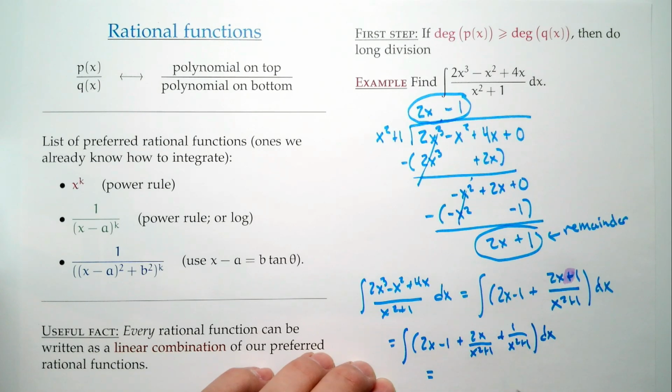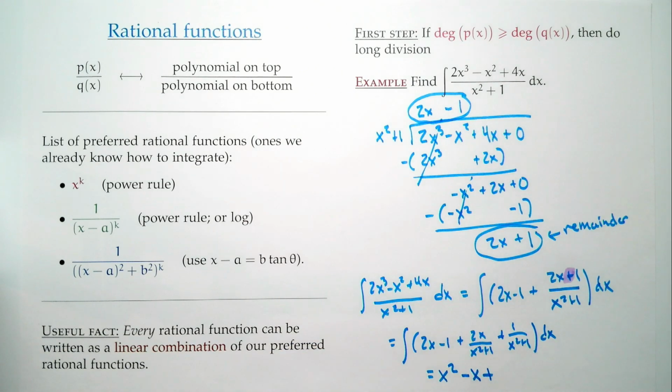Integral of 2x, x squared. Integral of minus 1, minus x. All right, 2x over x squared plus 1. I think we're almost to the point where we might be able to do this one in our heads. Do you see what's going on?